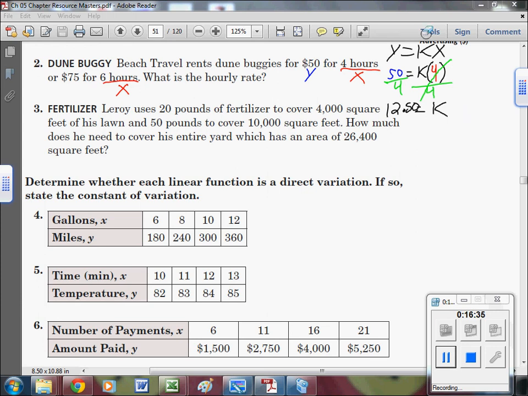So we solve for k. That's our constant of variation, also known as our constant rate of change. So to answer the question, what is the hourly rate? The hourly rate is $12.50 per hour.